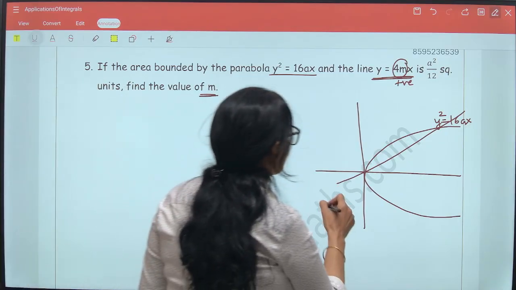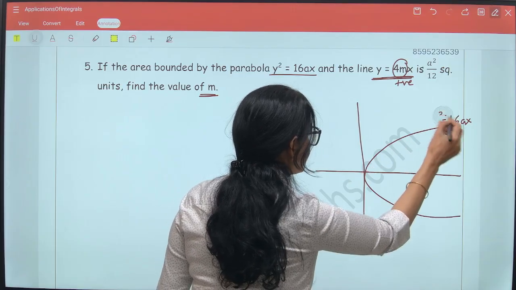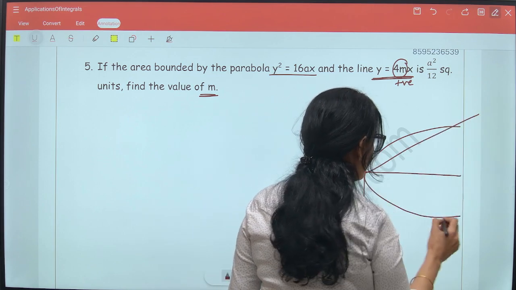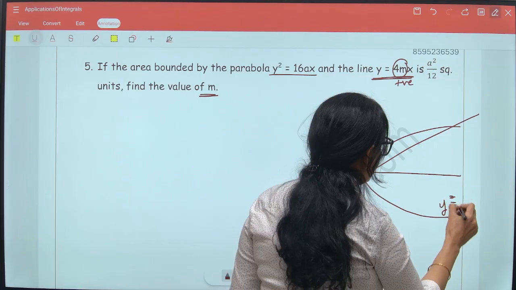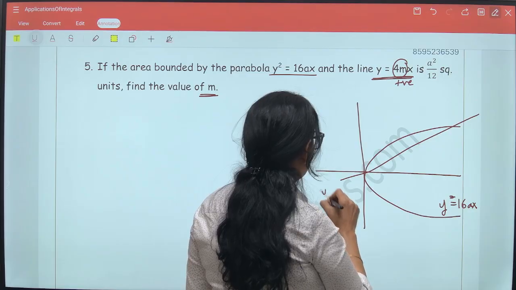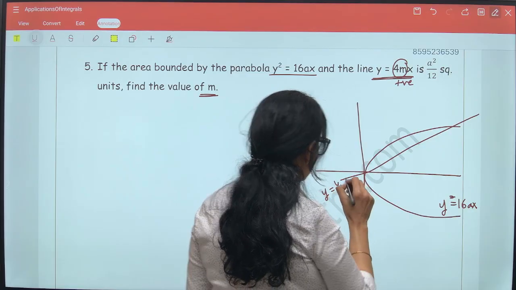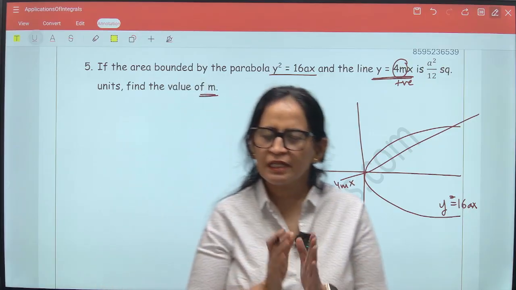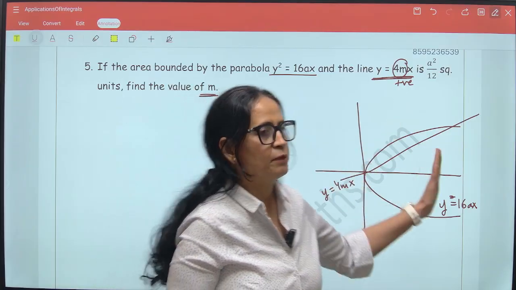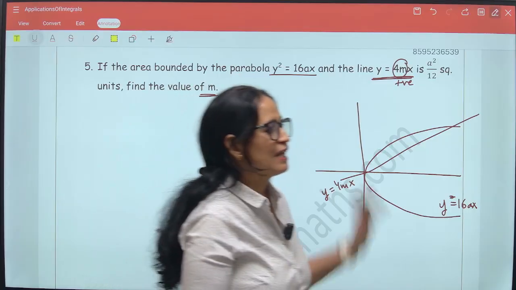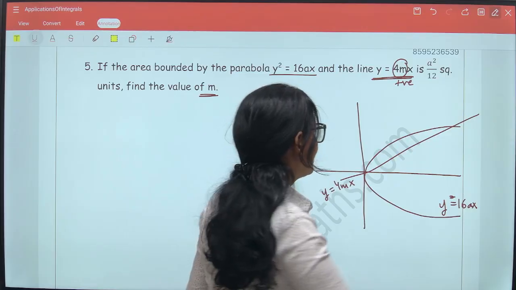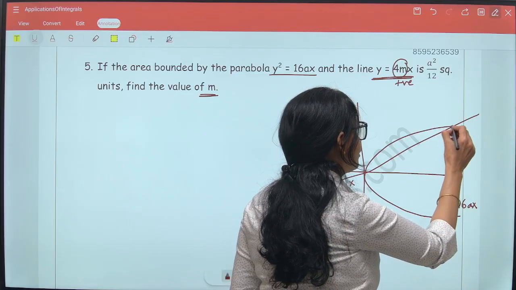Got it? So let me write the equation of the straight line also here. And we have a graph like this. So this is the parabola y square equals 16ax and this is the straight line y equals 4mx. Now for finding area under the curve, we need the lower and upper limits. When we have a straight line and a parabola or maybe two parabolas, the next step after plotting the graph is to find their point of intersection.